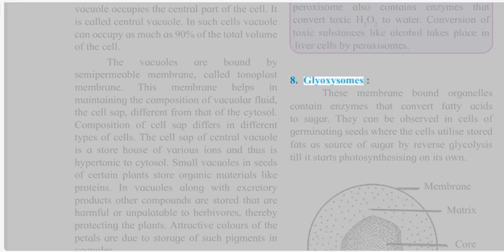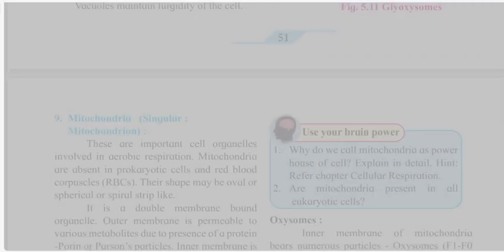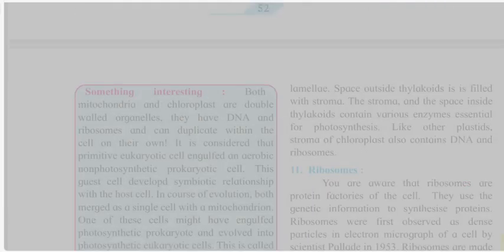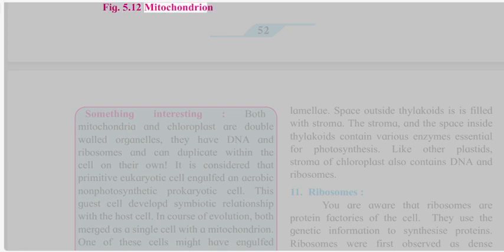Glyoxysomes. These membrane-bound organelles contain enzymes that convert fatty acids to sugar. They can be observed in cells of germinating seeds where the cells utilize stored fats as a source of sugar by reverse glycolysis till the seedling starts photosynthesizing on its own. Fig. 5.11 Glyoxysomes. Membrane. Matrix. Core. Fig. 5.12 Mitochondrion.